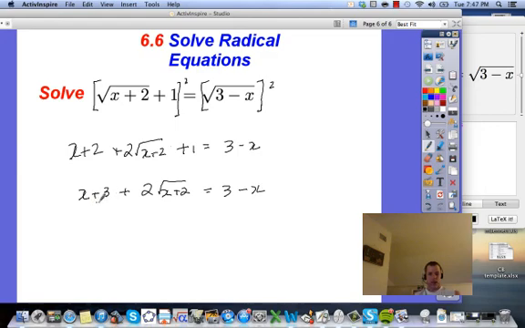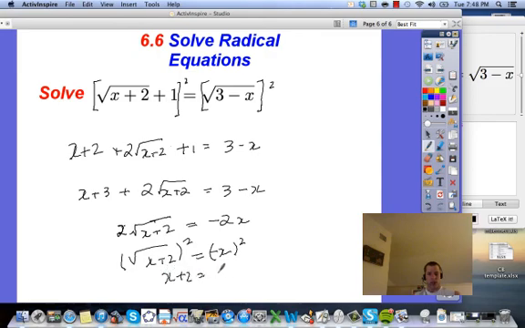Now we can get rid of some of these terms. We can subtract the x from both sides and subtract 3. So we're going to have 2 square root of x plus 2 equals negative 2x, because the 3's will cancel. Again, you have a radical not by itself. It's being multiplied by 2, so you divide everything by 2, and you have the root of x plus 2 equals negative x. Now, to get the radical by itself, you square both sides, so we're left with x plus 2 equals x squared.